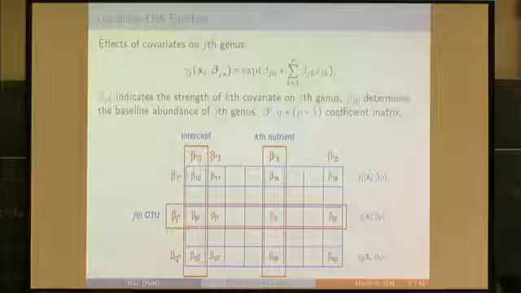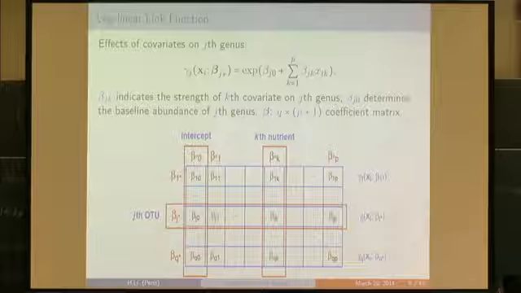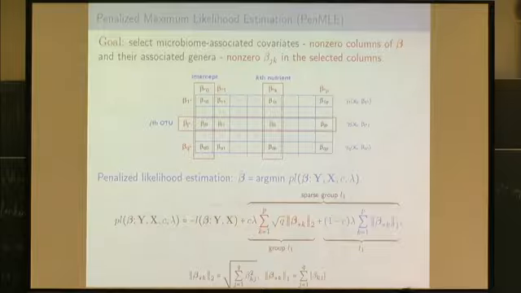So this coefficient matrix, of course, is high dimensional. Q is the number of bacteria taxa you are considering, and here is the number of micronutrients. It's a big regression coefficient matrix. So in order to estimate this matrix, we need to make some sparsity assumption.